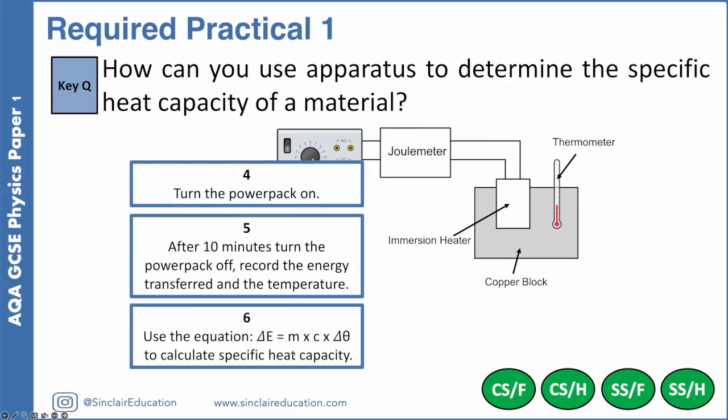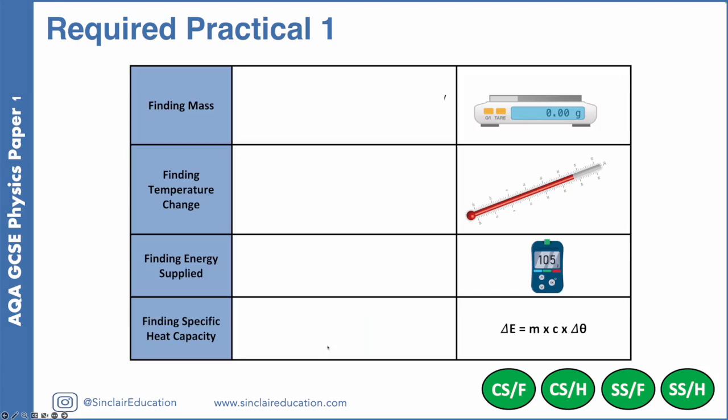From that, we can then use our equation. We know the amount of energy that went in, we know the mass because we've measured it with the balance, and we also know the temperature change because we found our start and end temperature and subtracted the two. So using this equation, we can now find our specific heat capacity.